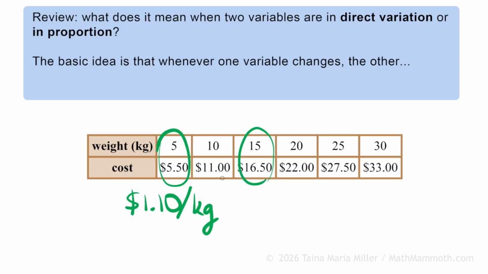And this is the same idea as each of these pairs being in the same ratio or rate. Each one of these two values is a rate. This is a rate, this is a rate, okay? $22 to 20 kilograms, that's a rate. $27.50 to 25 kilograms, that's another rate. And each one of these rates is equivalent. And then it is a proportional relationship.